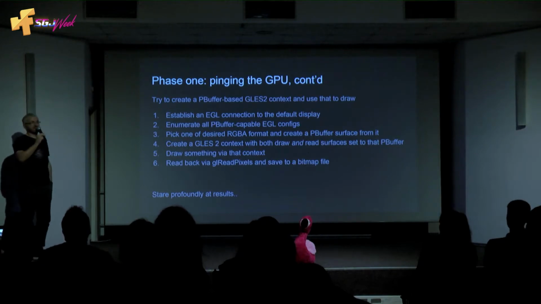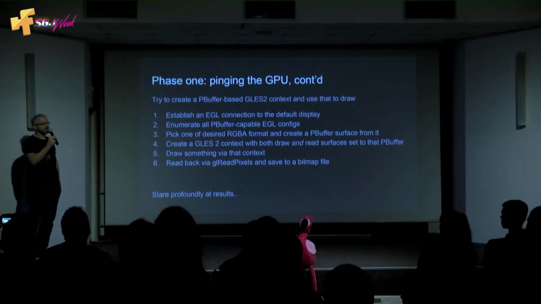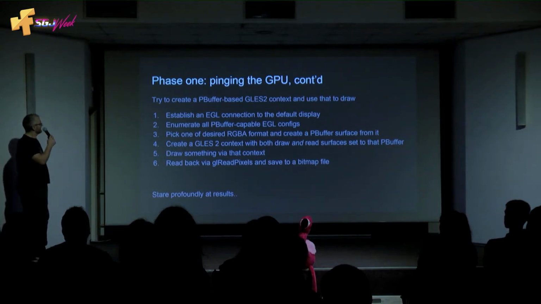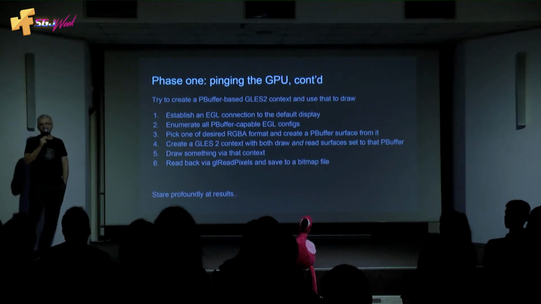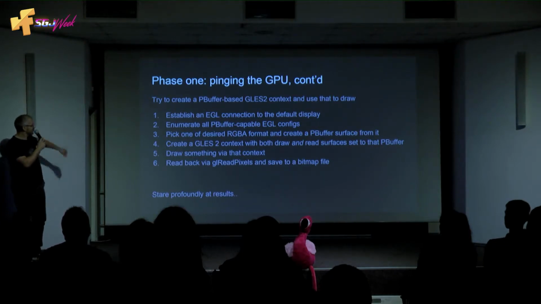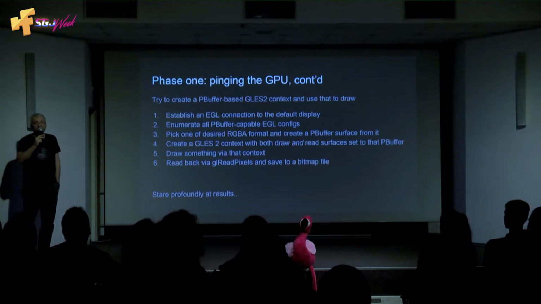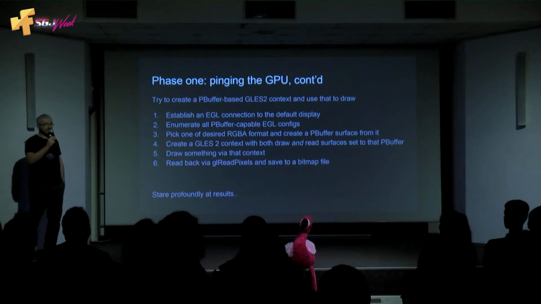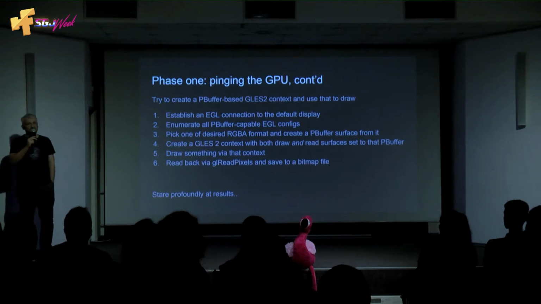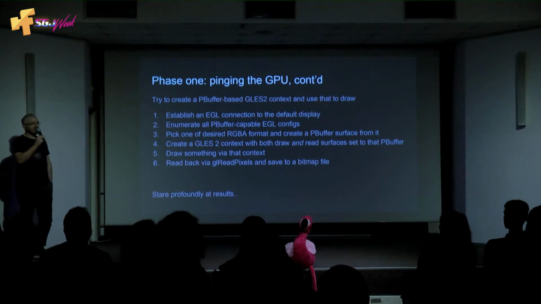Okay, phase 1. So once we have all the necessary software pieces, we start to prod the GPU and see what happens. So by pinging the GPU here, these are the 6 basic steps that we need to take in order to see whether we have a functional GPU or not. We need to establish an EGL connection to the display server or whatever runs there. We need to enumerate all pbuffer EGL configs.